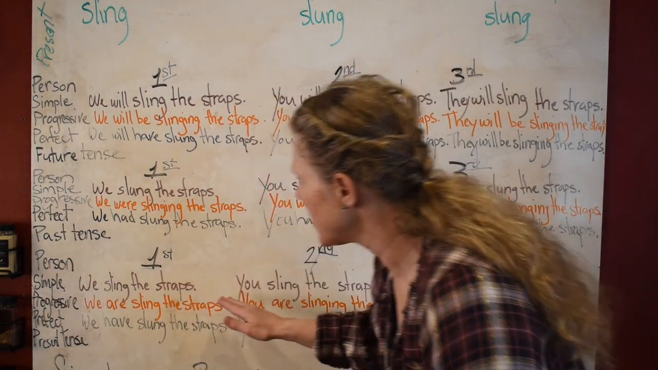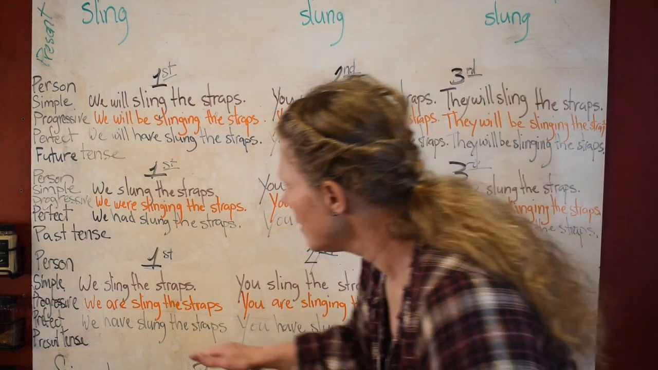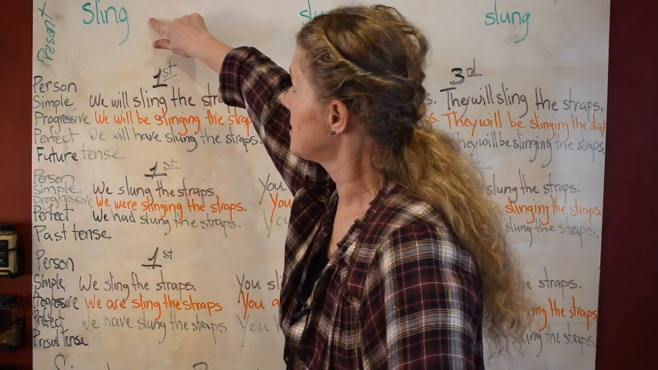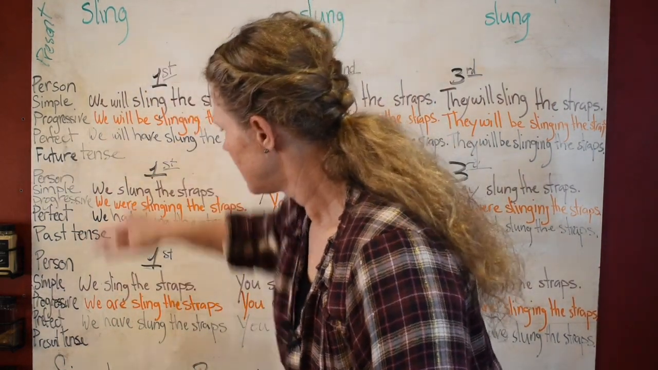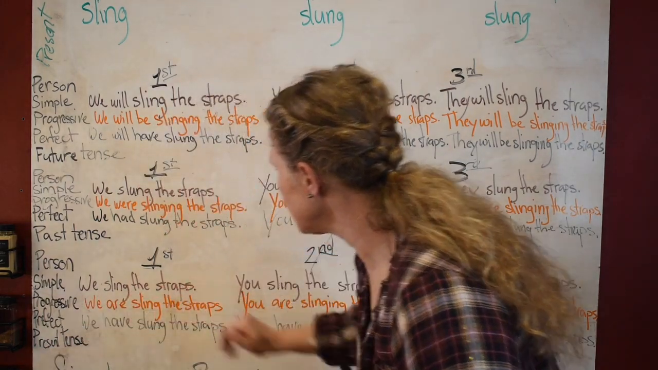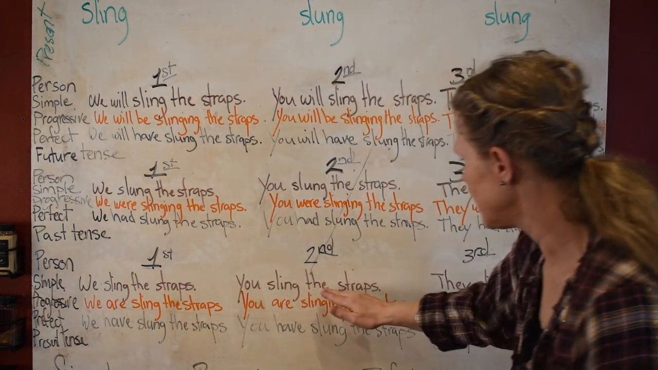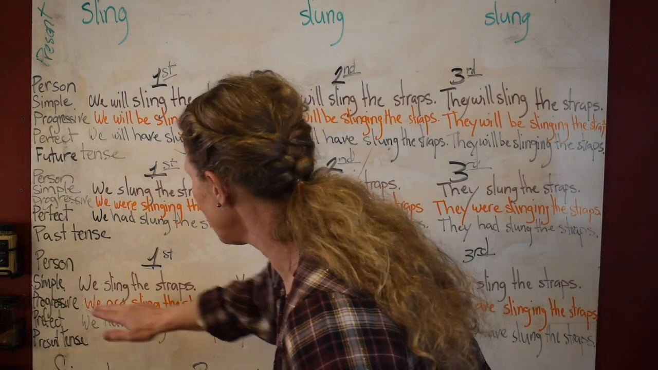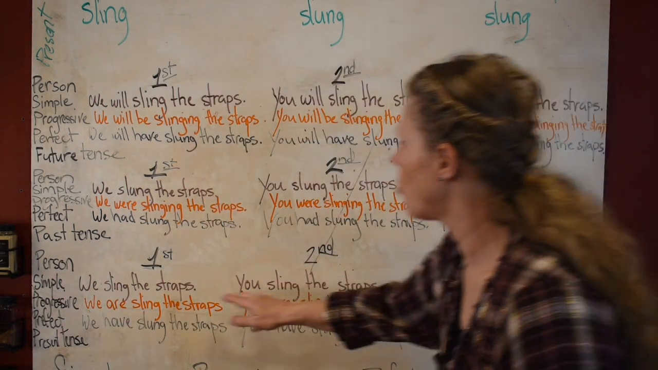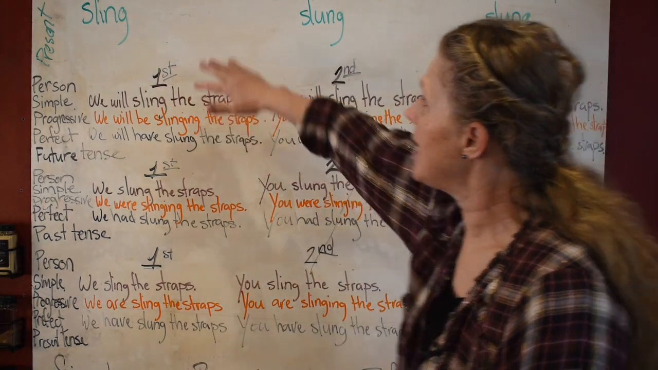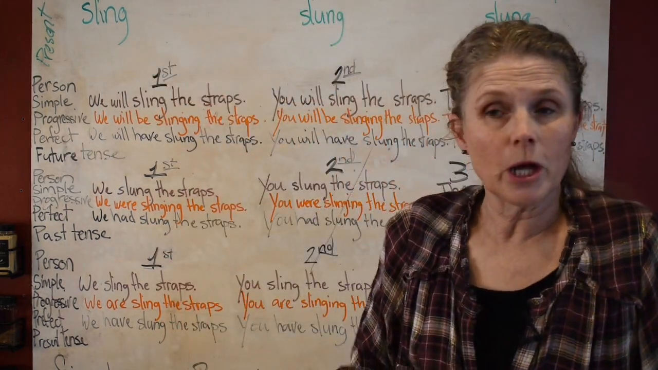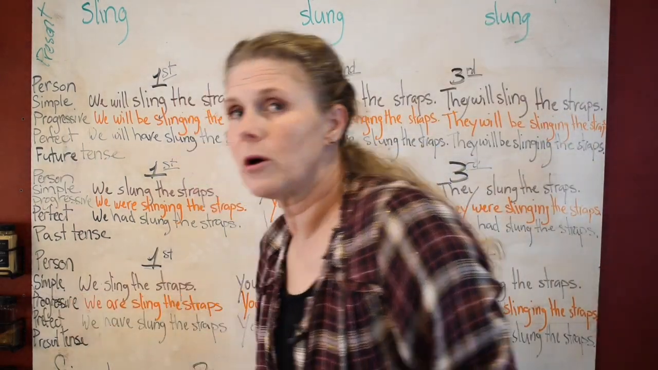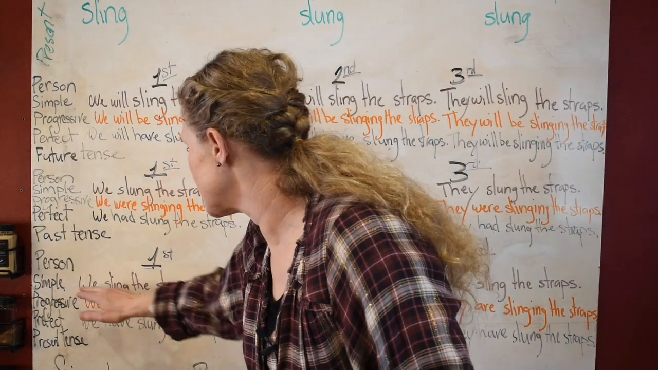So if we look at the present tense, look at the simple. We sling. Look, simple tense. We're in the present. We sling the straps. You sling the straps, they sling the straps. We don't need to worry. We do not have auxiliary verbs when you're in the simple tense and you use just your regular verb. It's not going to be conjugated. It's because it's plural. We don't conjugate the verb here when it's plural.